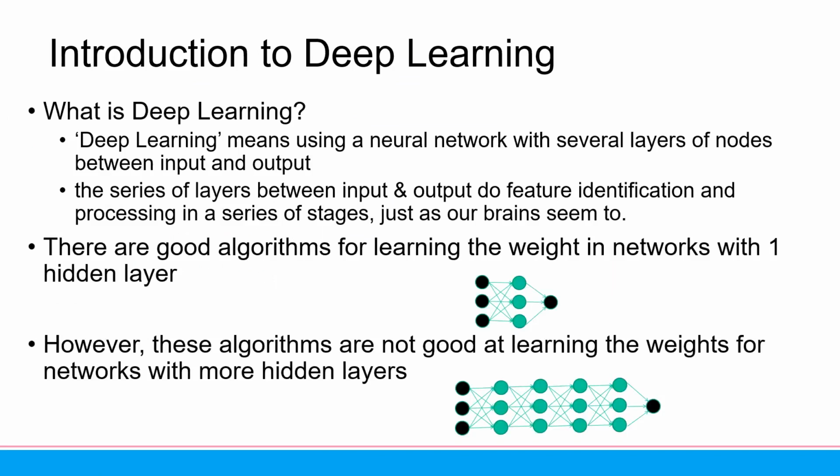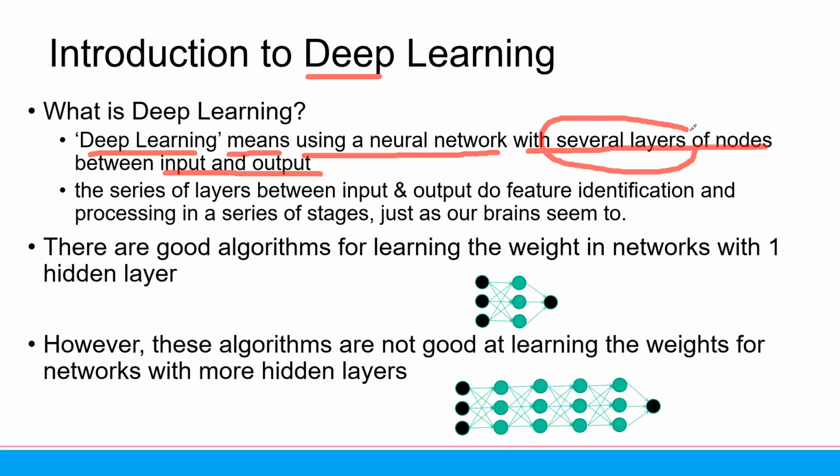Okay, what is deep learning? The word deep learning means we use a neural network. You already know the neural network, and you already looked at the quiz. In the quiz, we learned the very basic neural network. And deep learning means a neural network with several layers of nodes between input and output. Several layers. So the layers are not only one, but it can be two, three, four, and so on. The series of layers between input and output do feature identification and processing in a series of stages, just as our brains seem to.